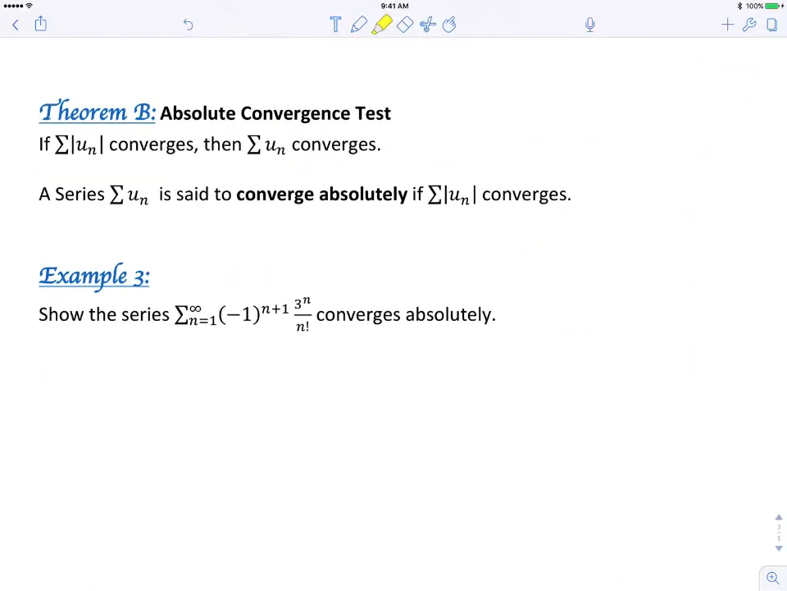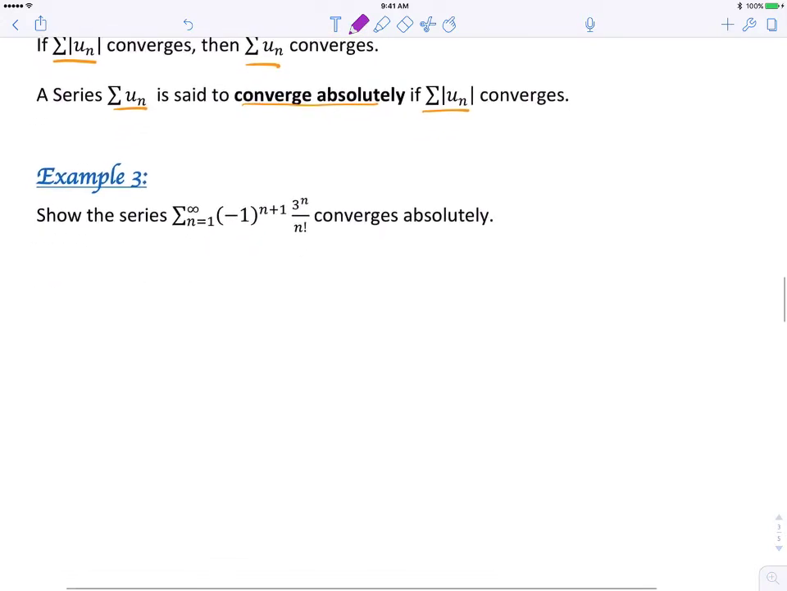Theorem B, the absolute convergence test. If the sum of the absolute value of un converges, so if we've got a positive series that converges, then the sum of un converges as well. So if it converges in absolute value, then it'll converge without the absolute value, or if it's an alternating series in particular, it will converge. The series, the sum of un, is said to converge absolutely if it converges in absolute value.